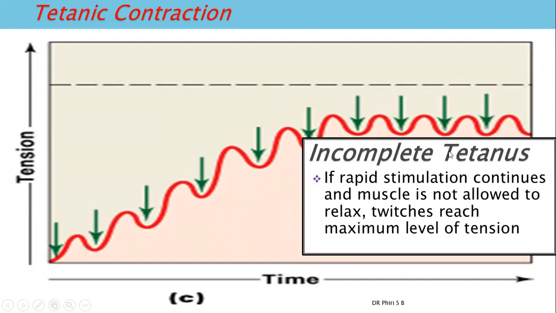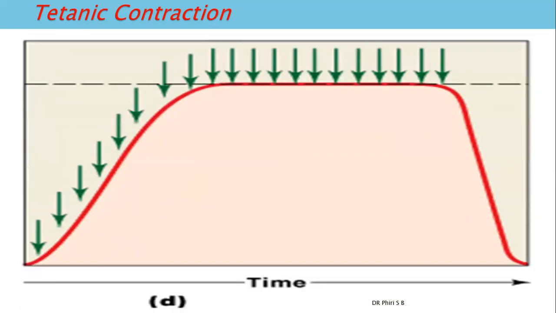So incomplete tetanus, if rapid stimulation continues and the muscle is not allowed to relax, twitches reach maximum level of tension. So this is called incomplete. There's a bit of relaxation, but it's not going to the resting state. If the muscle fibers are not relaxing at all, it's called complete tetanus here.